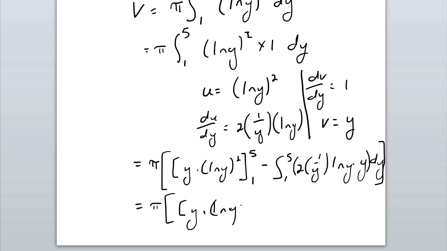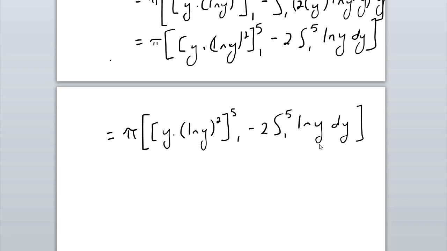Natural log y squared, close my bracket, 5, 1, minus. Now 2 is a constant, so the 2 can go outside. Now I see here I have 1 over y multiplied with y, which gives me 1. So I am left with the integral, lower and upper bound of 1 and 5, natural log y dy, and I close my bracket. Okay, so I'm going to continue here on this page.